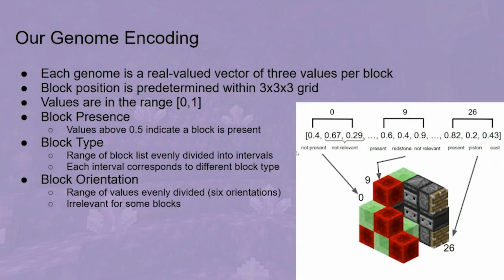We also have the block type, which each specific range related to a block within our block list. And lastly, we have block orientation, which only matters for a few blocks like the pistons and the observer blocks, since it impacts the overall movement and behavior of our shape, as opposed to the redstone and slime blocks, which don't really matter how you position it in the world.